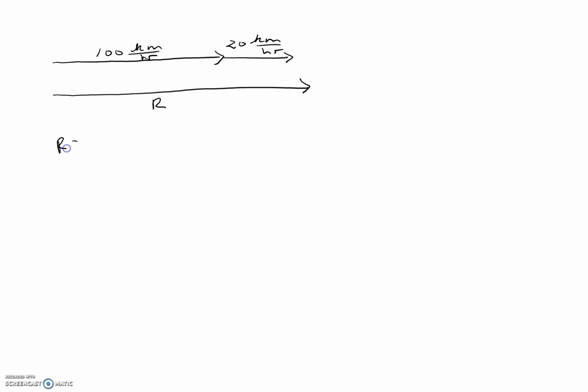So our resultant vector would be 100 kilometers per hour going east plus 20 kilometers per hour going east. So our resultant vector would be 120 kilometers per hour due east.